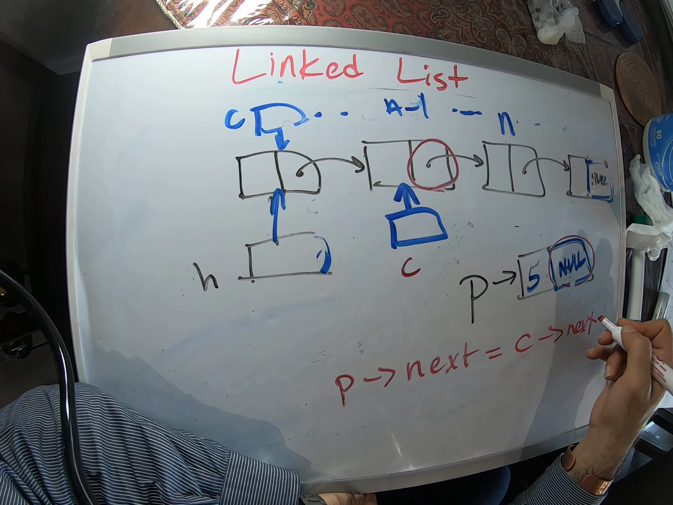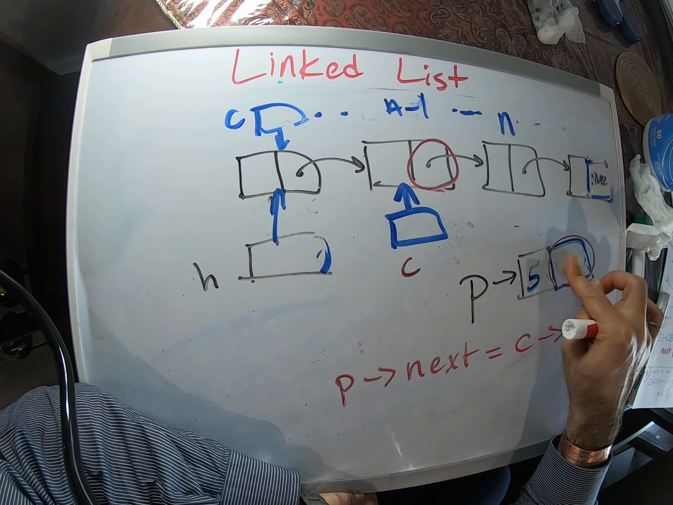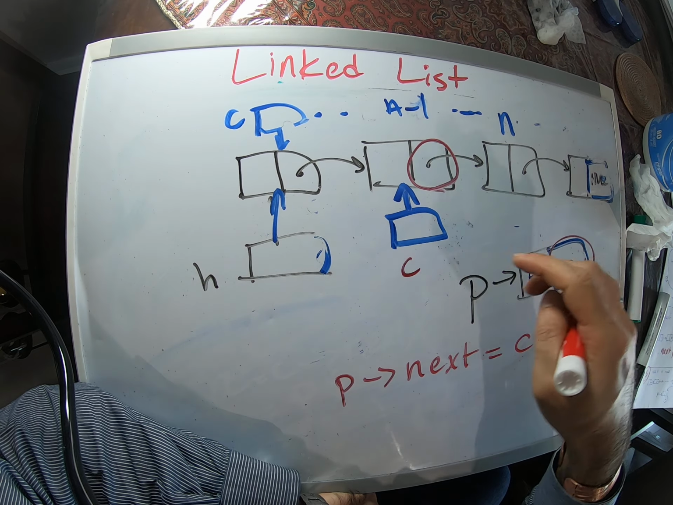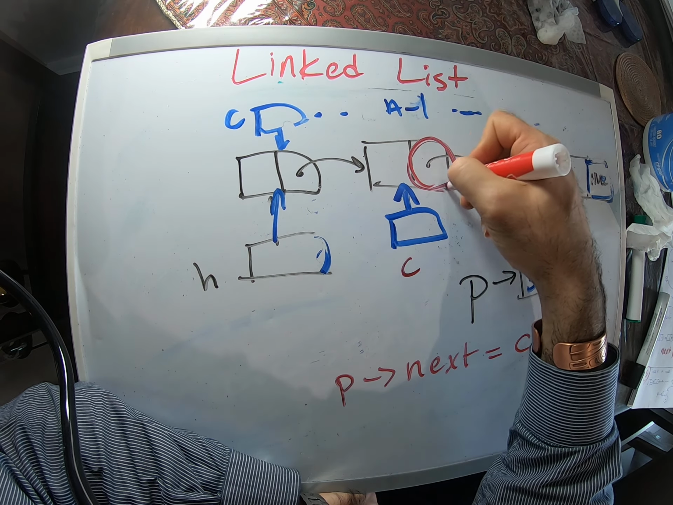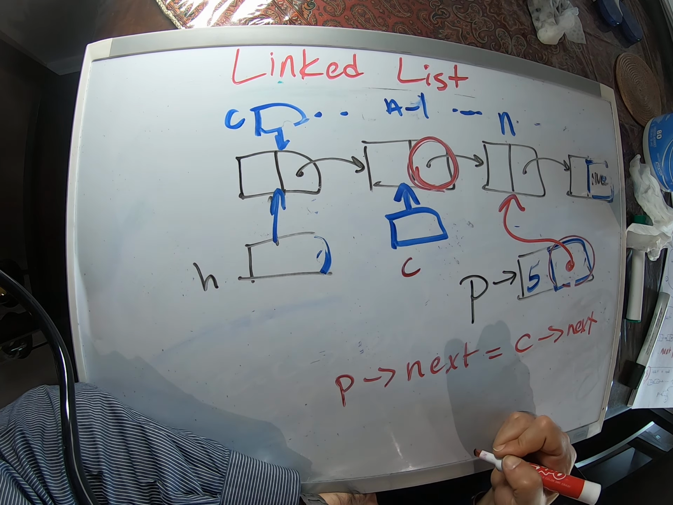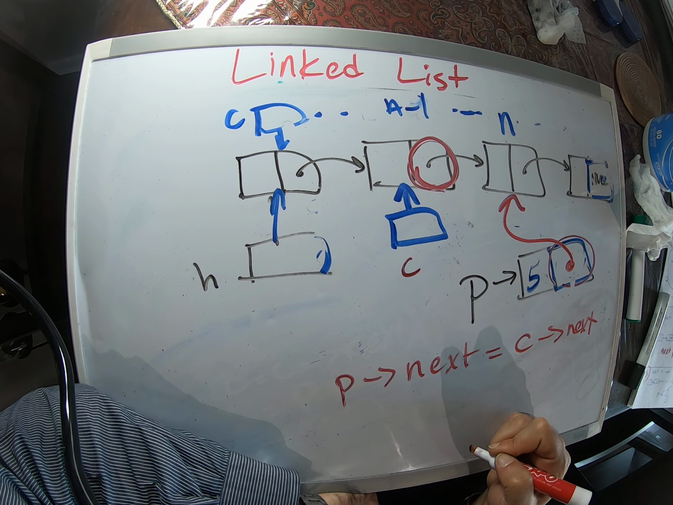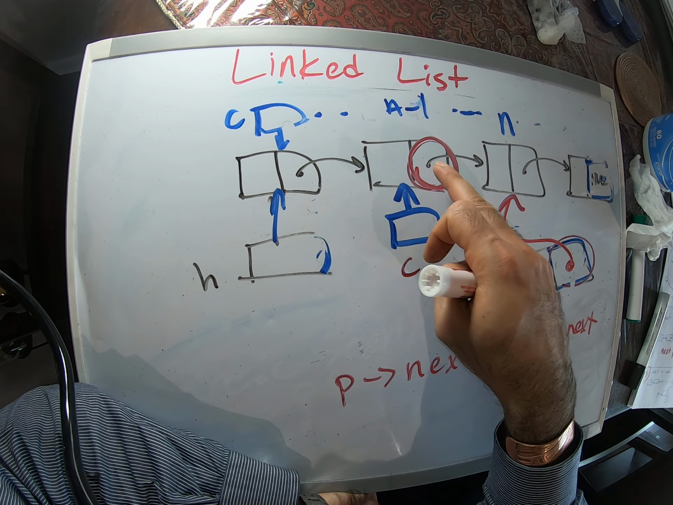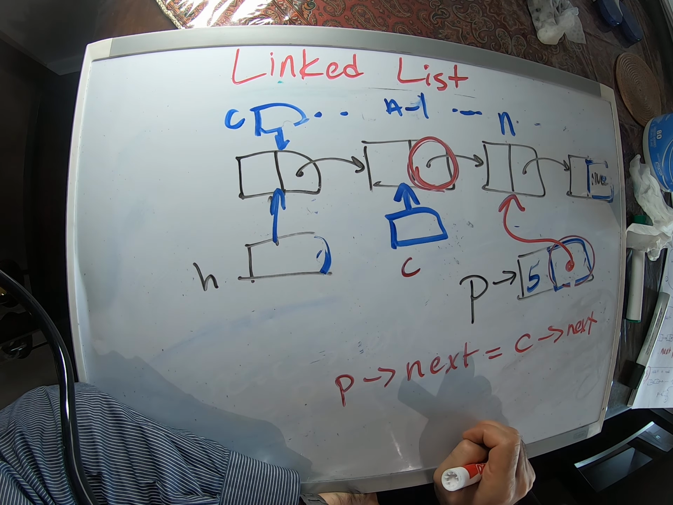What's going to happen in this case is that this is not going to be null anymore. It's going to be pointing to the same place that c arrow next, which is this one, is pointing to. So this is going to point to here. So one part is done. The other part is making this one point here.